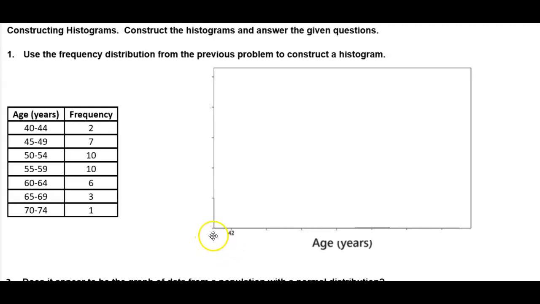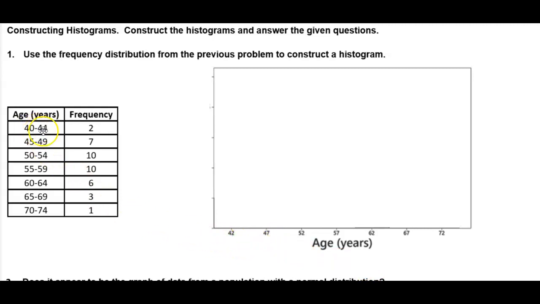So this would represent 0 right here. And then we have 42, and then the next one is 47, and then 52, 57, 62, 67, and 72. What are those numbers? Well, let's take a look here.